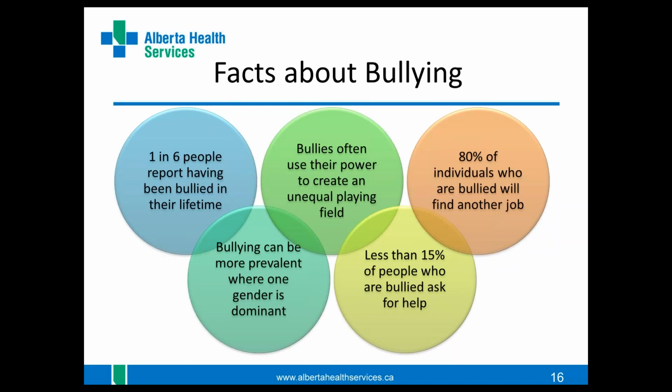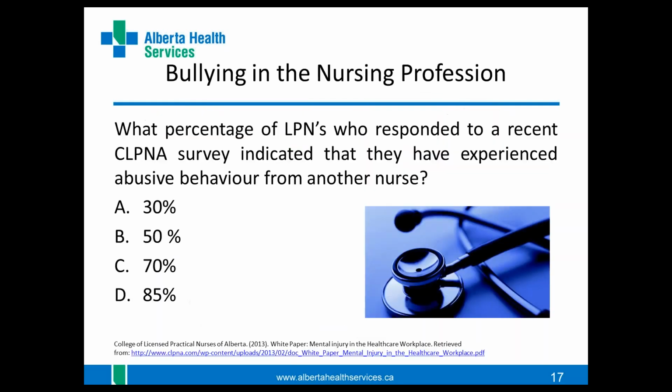Before we move on to recommended strategies, we wanted to first review a few facts and statistics about how bullying is presenting itself in the workforce. In the general workforce across various industries, approximately 1 in 6 people have been bullied in their lifetime. Bullying is often more prevalent where one gender is predominant, such as in the nursing profession. Bullies are often smart and use their power to create an unequal playing field. Less than 15% of people who are bullied go to their managers to ask for help, and unfortunately, up to 80% of individuals who are bullied will find another job.